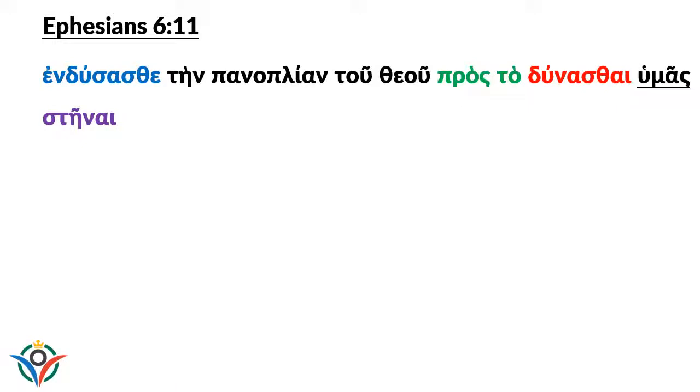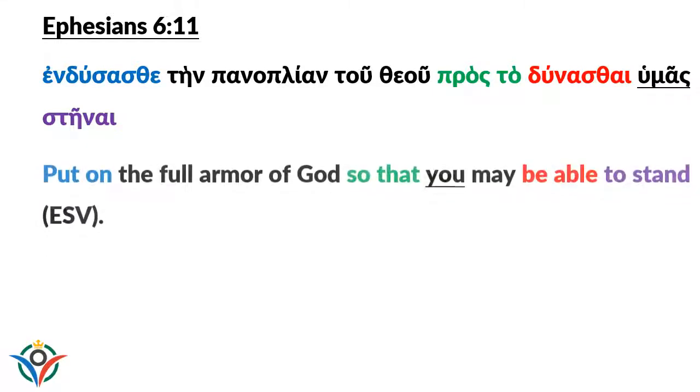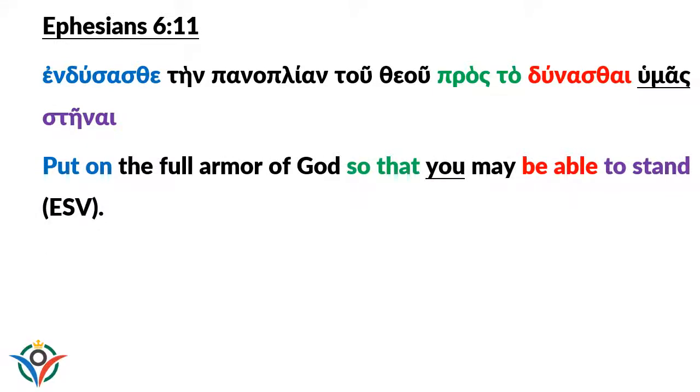Our next example is from Ephesians 6 verse 11. The Greek reads, endusasthe tēn panoplian tou theou pros to dunasthai humas stēnai. So the ESV renders this as, put on the full armor of God so that you may be able to stand. All right, so what is very interesting about this verse is that we have two infinitives in this sentence.